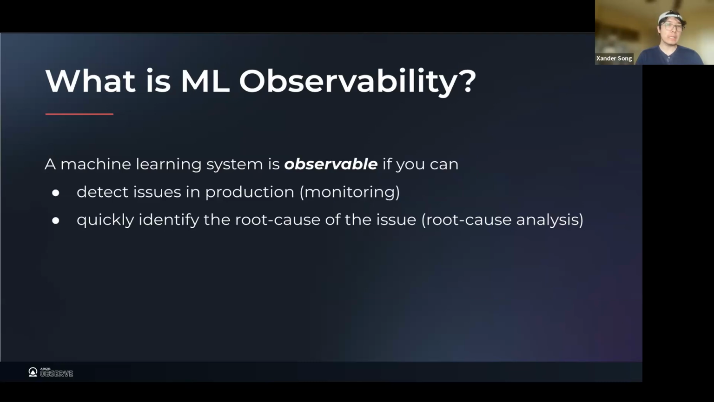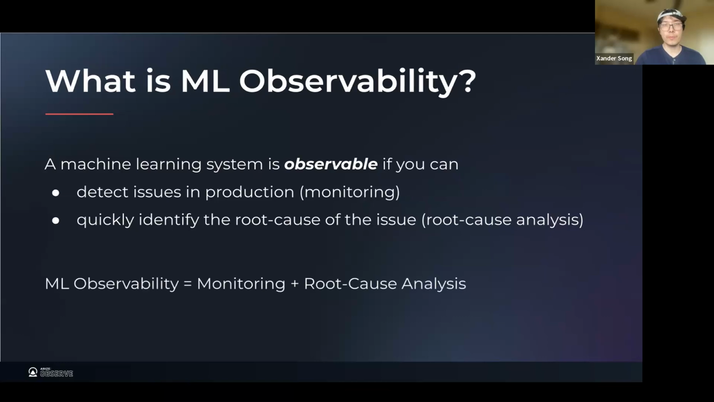But importantly, ML observability is more than just monitoring. It's not enough to just know that something is going wrong in production. You also need to be able to quickly identify what's going wrong so that you can fix it. And that's what we call root cause analysis. If that's a little bit abstract right now, by the end of this workshop, I'm hoping that it should be perfectly clear. We're going to really work through an example of both the monitoring and root cause analysis in the context of Phoenix.